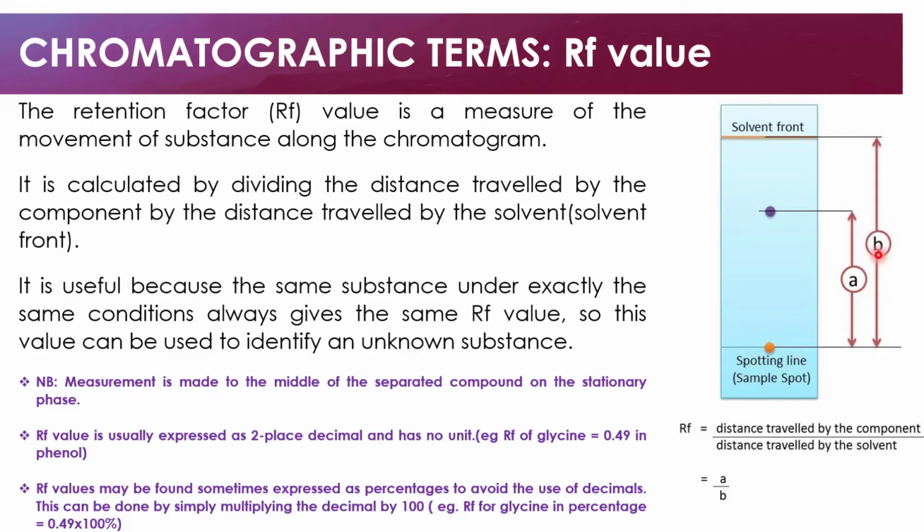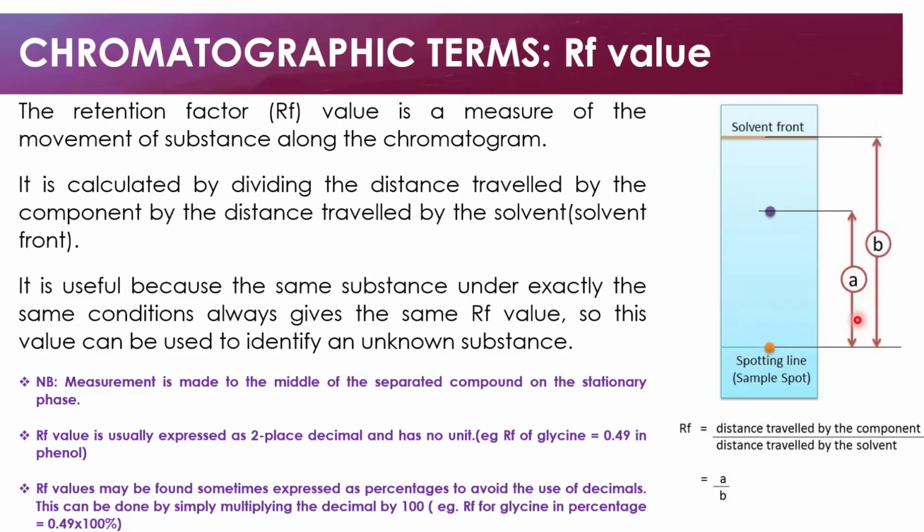The RF value is useful because the same substance under exactly the same conditions always gives the same RF value. So this value can be used to identify an unknown substance. In calculating or measuring the RF value in chromatography, there are some key points that we have to note. One is that measurement is made to the middle of the separated compound on the stationary phase.